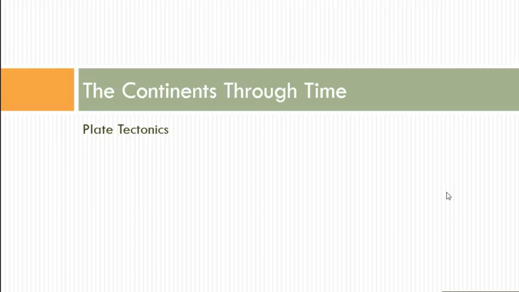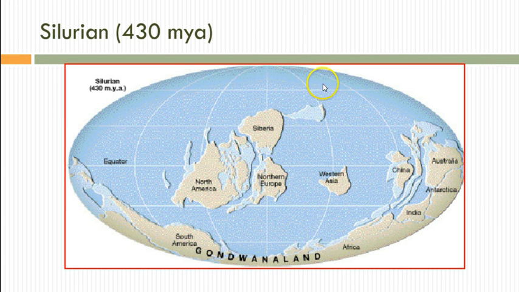Okay, so let's talk about the continents. Part of what we see in the world, the ecosystems, the animals, the plants, all of this, has a lot to do with where the continents are. And the continents have moved a lot over the last several hundred million years. And so we're going to start with the Silurian. And the Silurian world looks something like this.